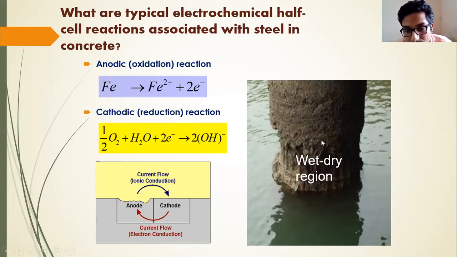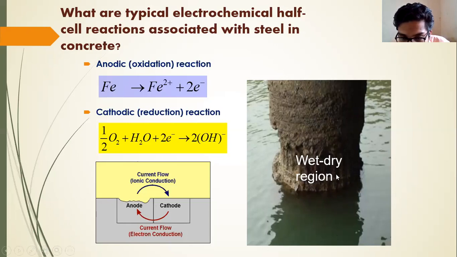So this is the picture you can see here. This part, just above the water surface, is a bridge pier. If you go down into the water, you won't find that much corrosion, because the oxygen availability is less. And if you go up the pier above this damaged part, you won't find enough corrosion, because the presence of moisture is somewhat less over there.